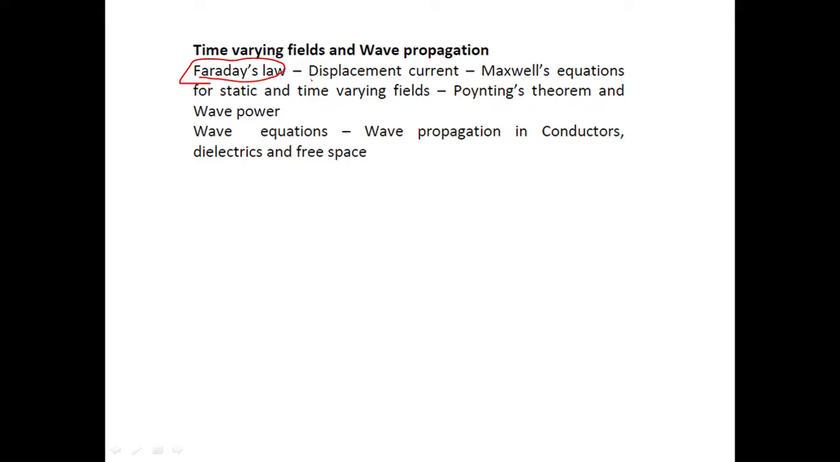Now in today's class we'll see what is displacement current, and we'll see what is Maxwell's equation for static and time varying fields. So static fields we have already discussed earlier. So Maxwell's equation, whatever table I showed you in the previous lectures, that is for static. So in today's lecture we'll see what is Maxwell's equation for time varying fields, right?